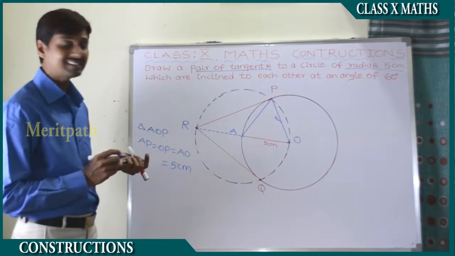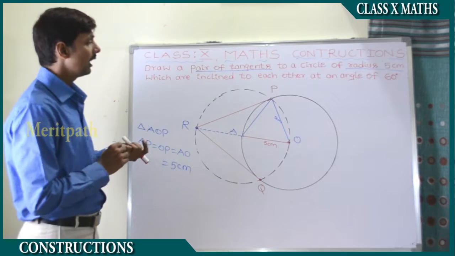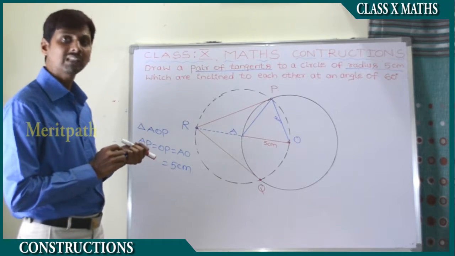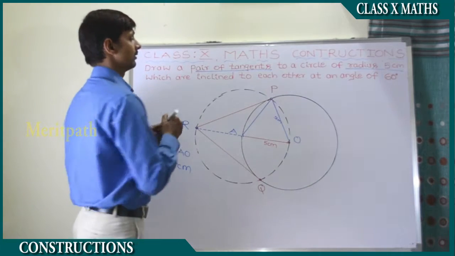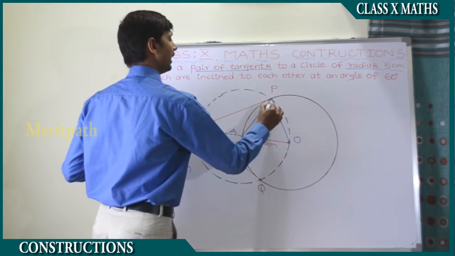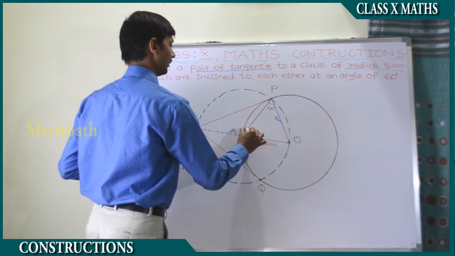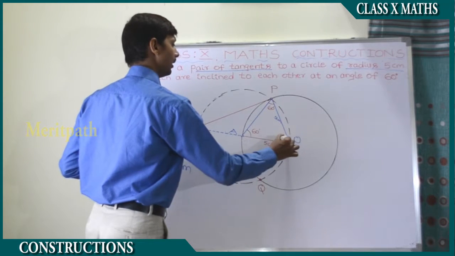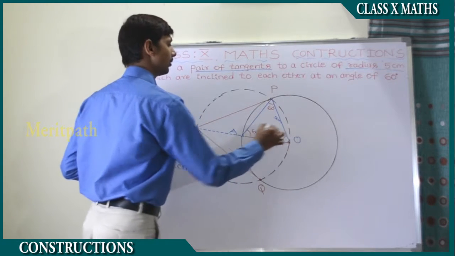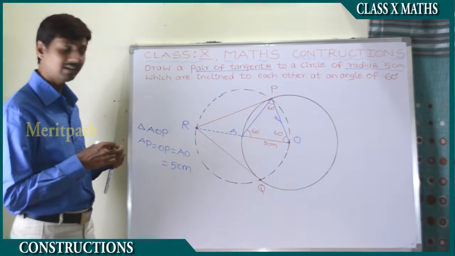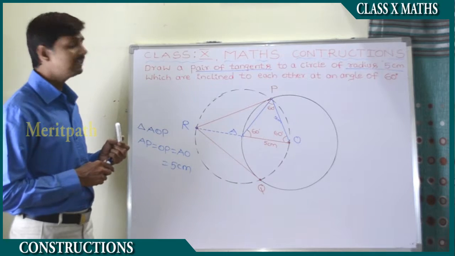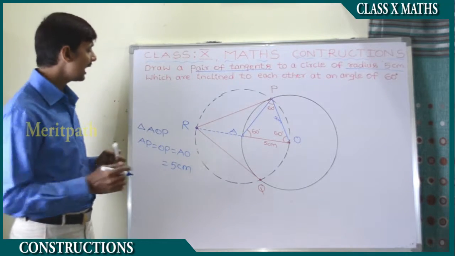So we have taken 5 centimeters, and if all the three sides are equal, we know that it's an equilateral triangle. So the angle formed here is 60 degrees. An equilateral triangle has equal angles, all angles are equal to 60 degrees. We have taken that.